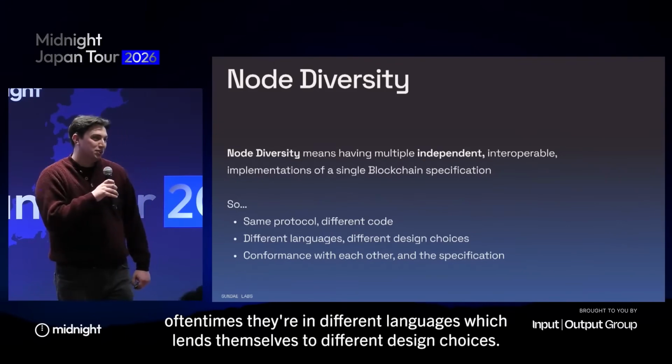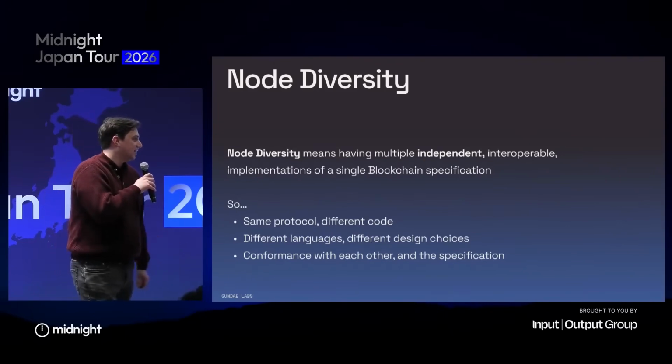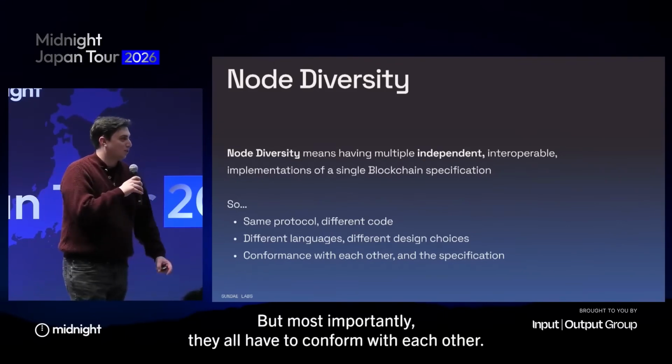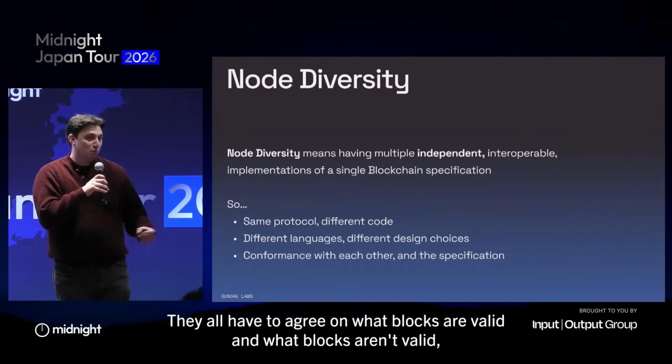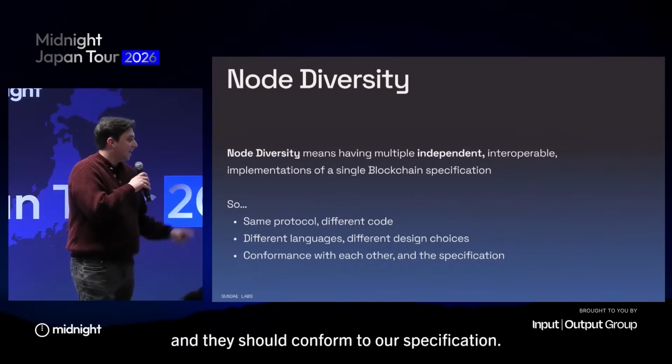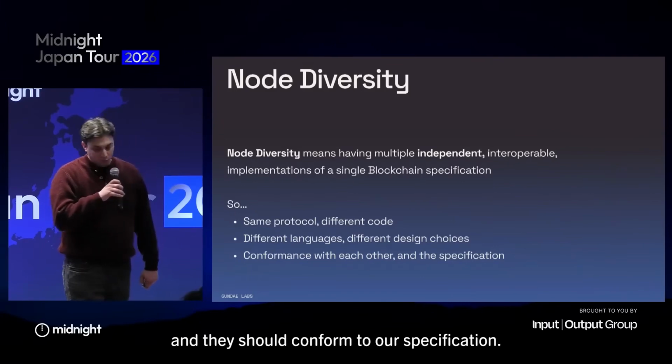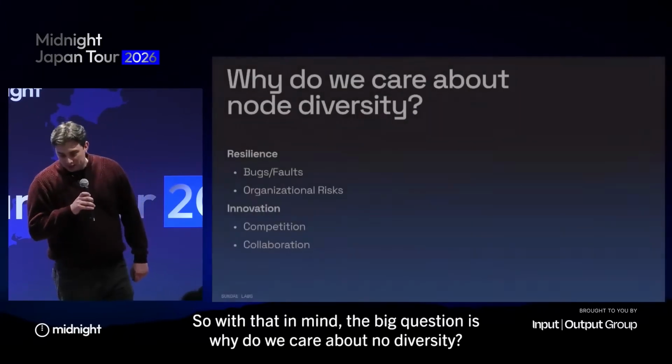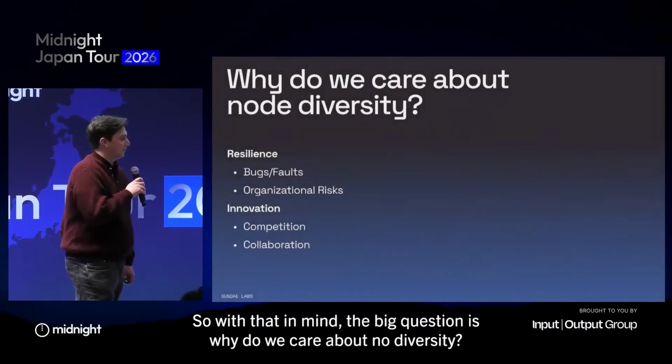Oftentimes, they're in different languages, which lends themselves to different design choices. But most importantly, they all have to conform with each other. They all have to agree on what blocks are valid and what blocks aren't valid, and they should conform to our specification. So with that in mind, the big question is, why do we care about node diversity?